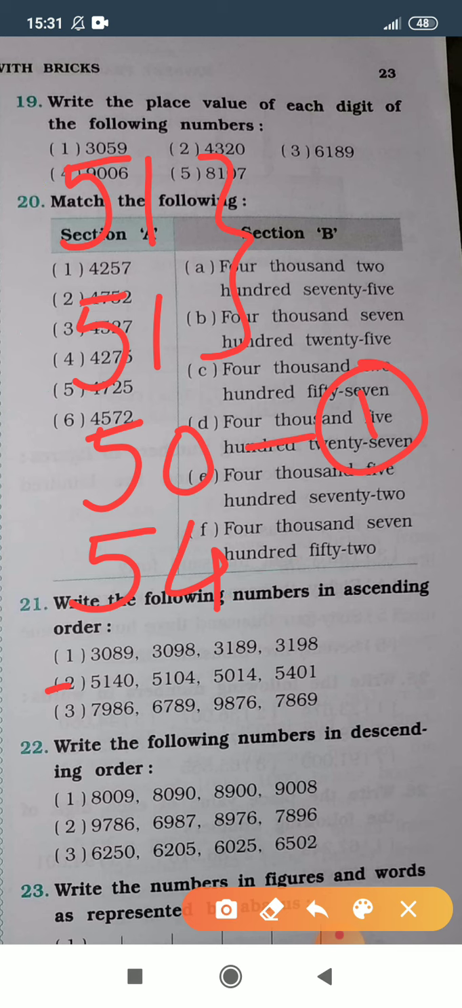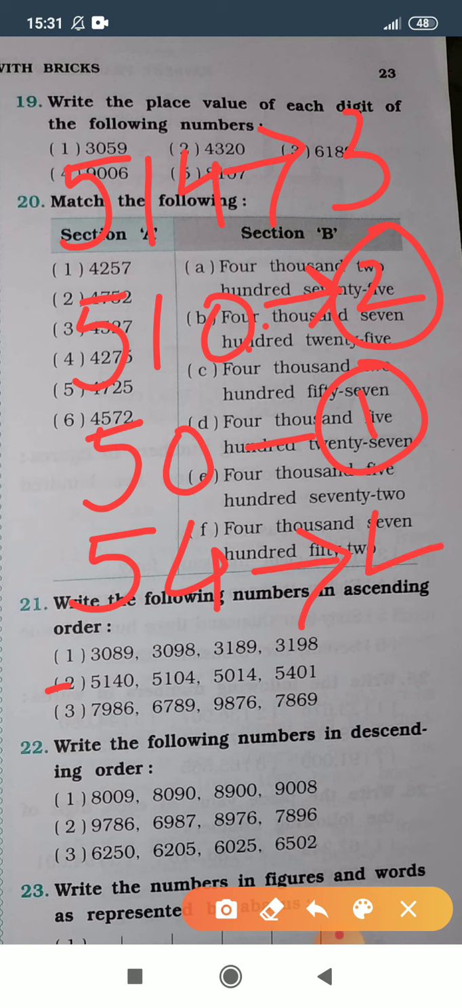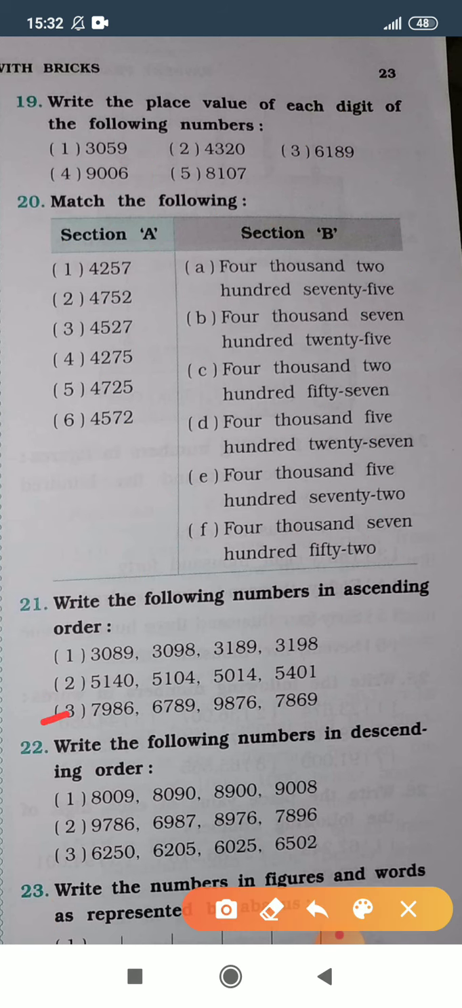So let's see, 4 and 0. So which one is the smallest, 0 or 4? 0. So we'll give this as second rank. Ultimately this goes to third, and this one is the biggest, so it will get fourth position. So your ascending order is first, second, third and fourth. As per the place value you can do ascending order very easily. The question number 3 is in your homework.